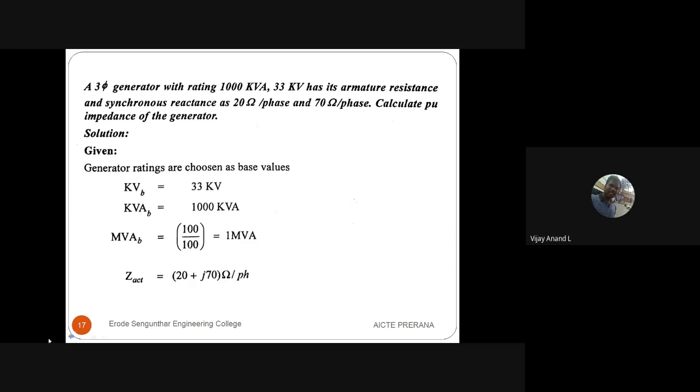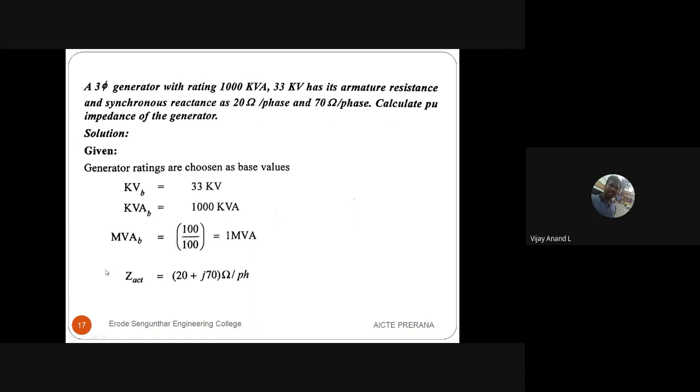Given, first we have to write the given data. What are the given data? KVB is equal to 33 kV, KVAB is equal to 1000 kVA. We have to convert it to MVA because throughout this session we have to maintain MVA. So to convert to MVA, we have to divide it by 1000. MVA is equal to 1000 divided by 1000, then it becomes 1 MVA.